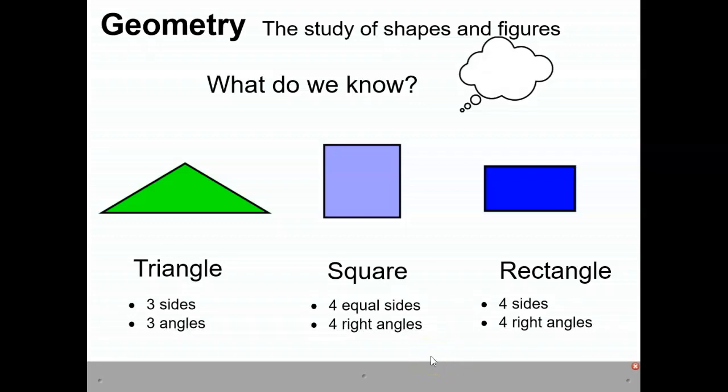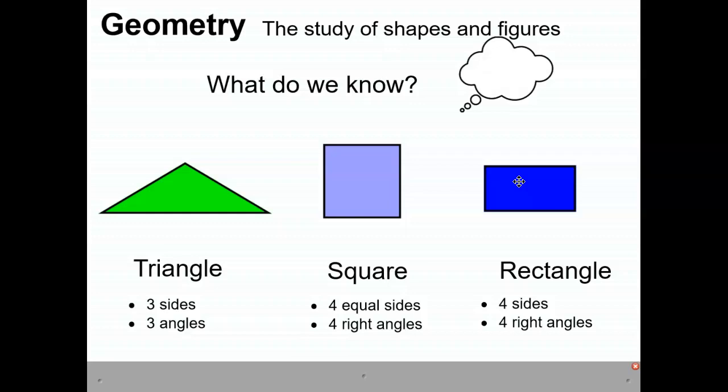Did you remember that a triangle has 3 sides and 3 angles? And we're about to learn a lot more about that vocabulary. And a square has 4 equal sides and 4 right angles. Oh, we get to learn all about different types of angles over the next couple of weeks. And a rectangle is a shape with 4 sides and 4 right angles. I'm so proud of all that you remembered.